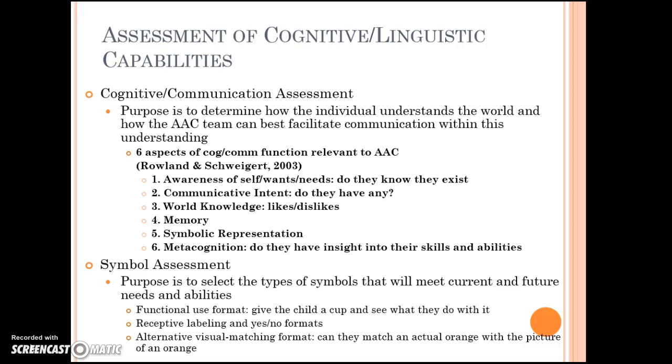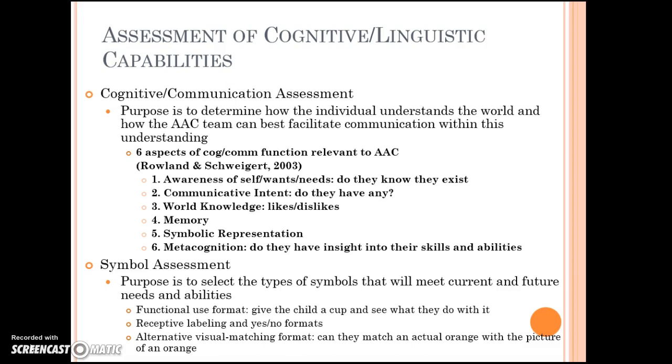You can then move on to more of a requesting task. Have two pictures and ask which is preferred and which is non-preferred. For a child, it might be bubbles or a plastic fish or a ball or a sock. Show two pictures and see which one they select. You can use receptive labeling in yes-no formats. You can show three pictures and ask, which one is a dog? Can they label it? Do they know what that picture is? You can also see if they can match, so an actual orange with a picture of an orange.